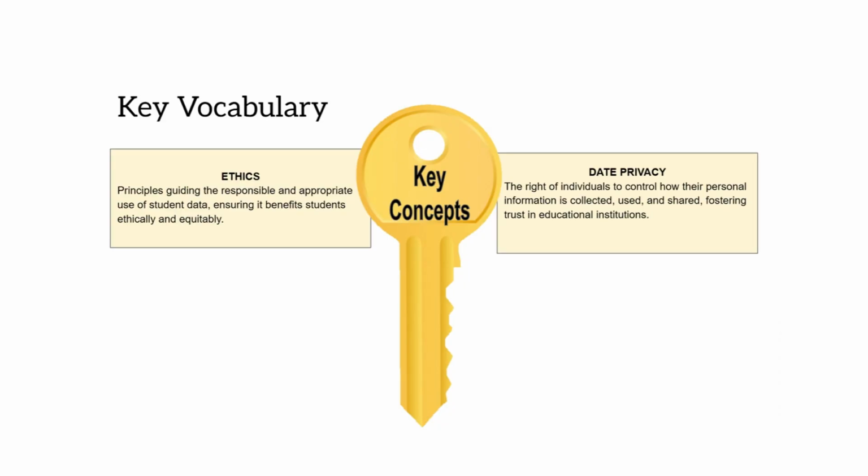Also, it involves control and choice. It's about giving individuals autonomy over their private information. And lastly, compliance. Organizations must adhere to legal frameworks like FERPA to uphold data privacy.